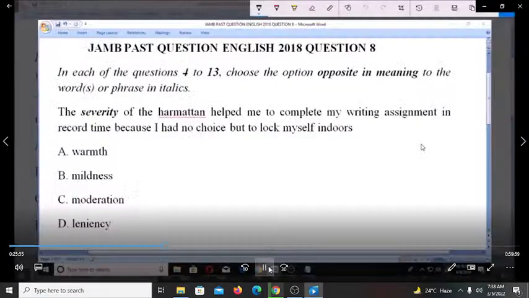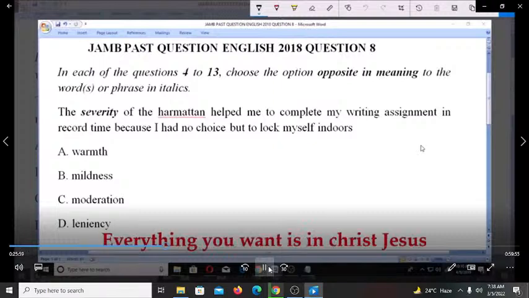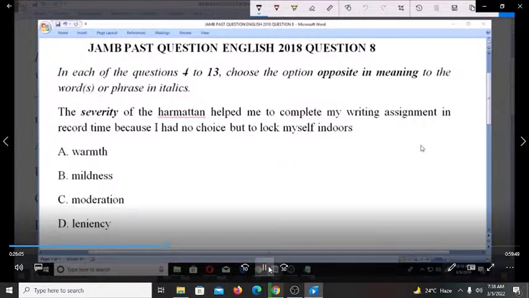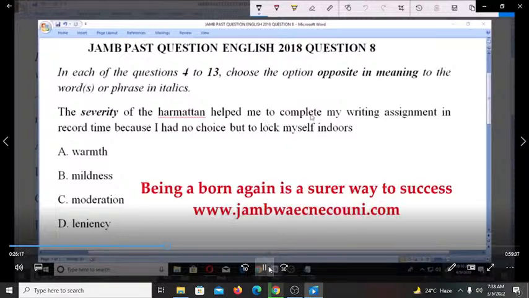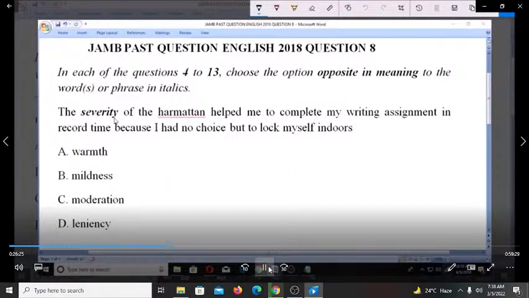Hello, welcome. Let's look at this JAMB past question English 2018, question number 8. In each of the questions 4 to 13, choose the option opposite in meaning to the word or words or phrase in italics. The severity of the harmattan helped me to complete my writing assignment in record time because I had no choice but to lock myself indoors. The word in italics is severity. So which of these has a meaning that is opposite to that of severity?